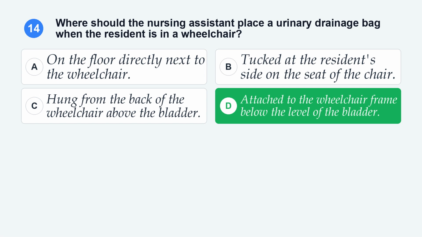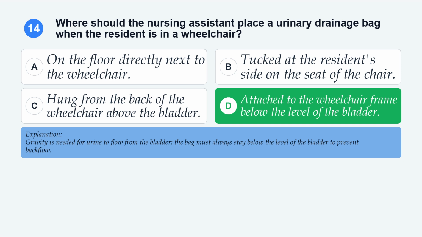The correct answer is option D. Attached to the wheelchair frame below the level of the bladder. Explanation. Gravity is needed for urine to flow from the bladder. The bag must always stay below the level of the bladder to prevent backflow.